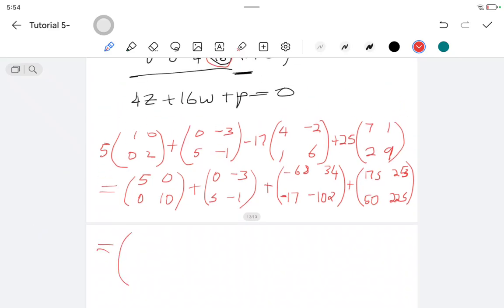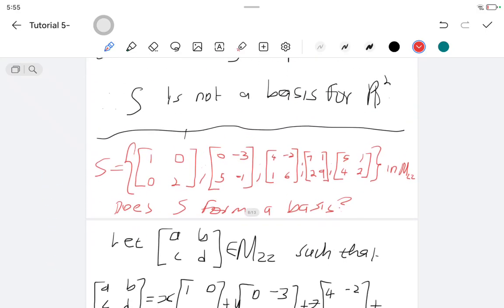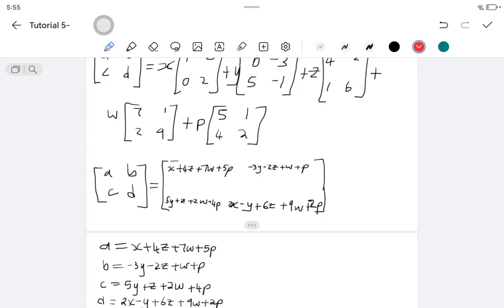So this is going to be 5 plus 0 minus 68 plus 175. We get what? Let's see, this is going to be 5 plus 0 plus minus 17 times 4 plus 25 times 7. It's 112. If we check that one, it's not 112, right?